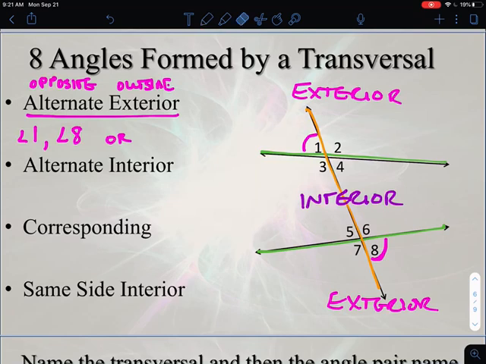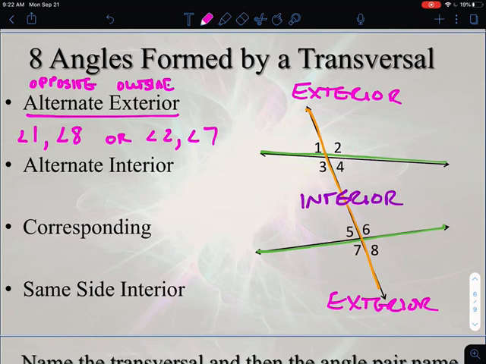Or we could use the other pair of angles that we see there. Angle 2 is on the outside. So if I jump down to my other group of angles, I want another outside angle, but I got to be opposite of orange, so 2 and 7. So angle 1 and angle 8 would be alternate exterior. Angle 2 and angle 7 would be alternate exterior.